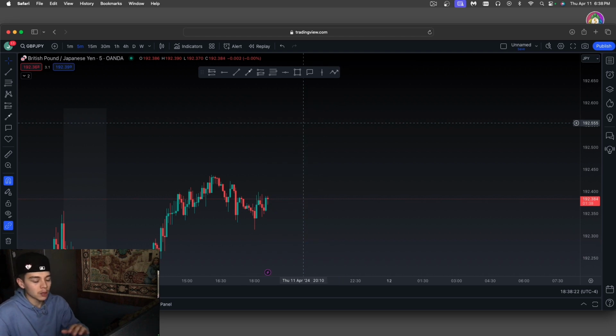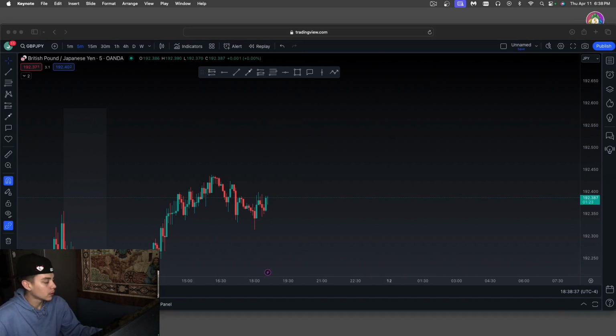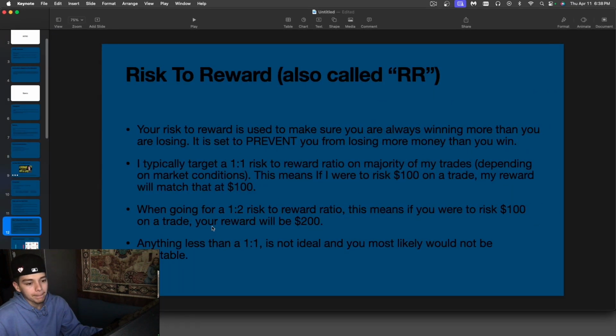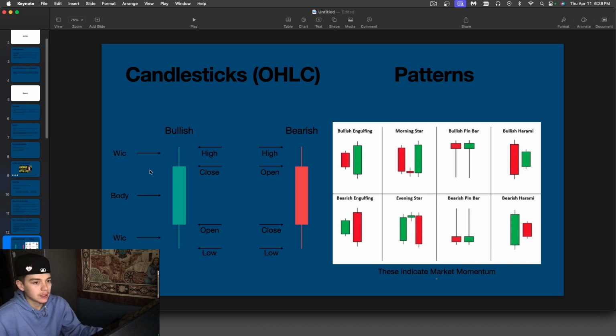So I typically go for a 1-to-1 to a 1-to-2. I like the 1-to-2s because if you win 2 trades and you lose 1 trade, you're still profitable. It'd be like you went for a 1-to-1. Like I say, anything less than a 1-to-1 is not ideal. I don't suggest that.